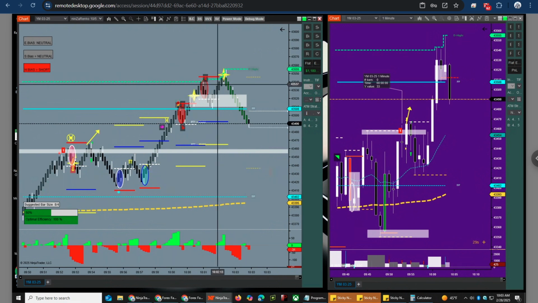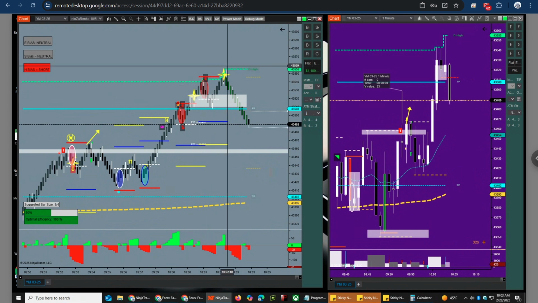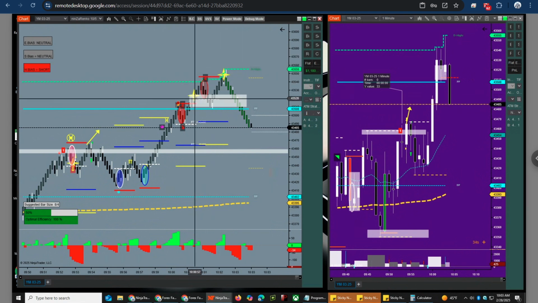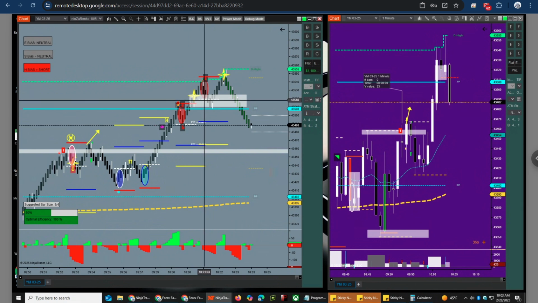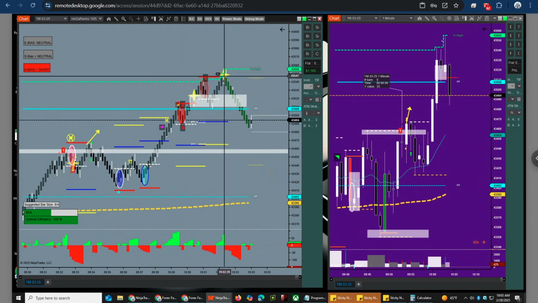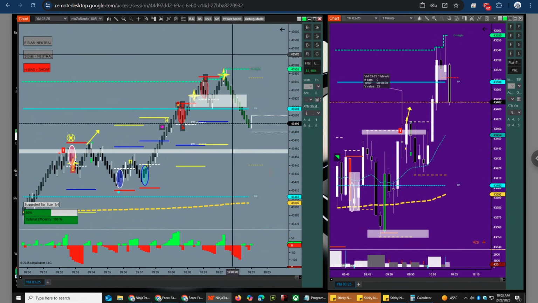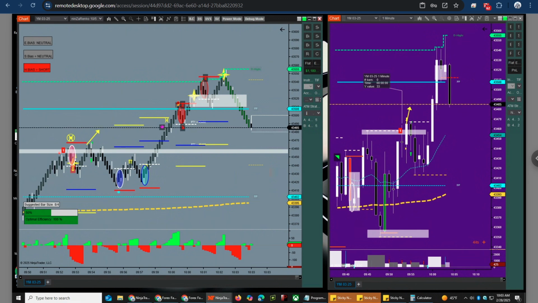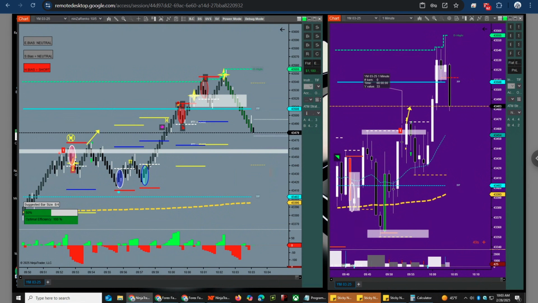Now, there was a star right here. We had a power shot. I do not take that trade. I don't trade right into a star. That's what that is. I don't trade into that. None of that is a trade. This could have been taken as a trade, but I don't want it. Let me keep looking at it.